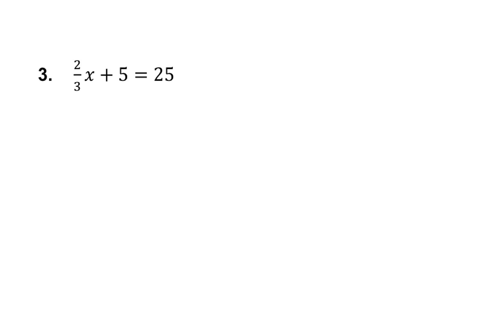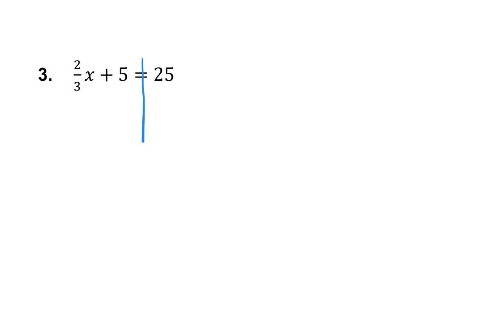All right, question number 3. We have 2/3 x plus 5 is equal to 25. Again, let's draw our line down, and we're going to ask ourselves, well, what is that 5 doing to the variable? Well, since it's adding, we are going to undo it by doing the opposite.